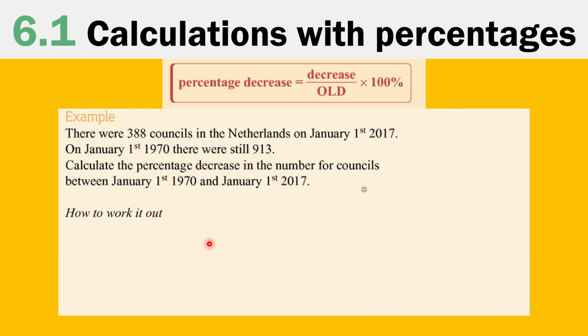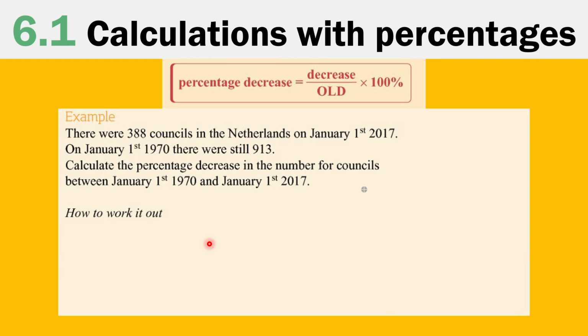Example: there were 388 councils in the Netherlands on January 1st, 2017, and on January 1st, 1970, that's earlier in time, right, there were still 913. And with councils here, I guess they mean the Dutch word gemeente. Aantal gemeentes, vrij sterk afgenomen in Nederland. Calculate the percentage decrease in the number of councils between January 1st, 1970 and January 1st, 2017.